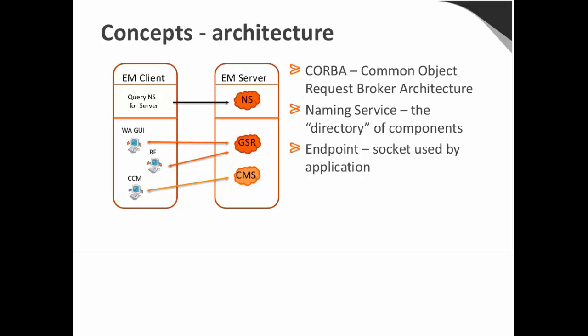Moving right into the architecture here, I'd first like to explain how the client and server work together. The client can be either the workload automation GUI, the reporting facility, or the configuration manager. The first thing that the client does when it's launched is it attempts to connect to the Enterprise Manager naming service. When it connects to this naming service, which you can think of as essentially a DNS, it provides to the client the host and port of the server that it's going to connect to. This host and port is the endpoint.